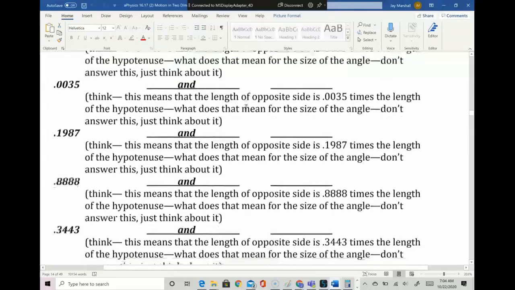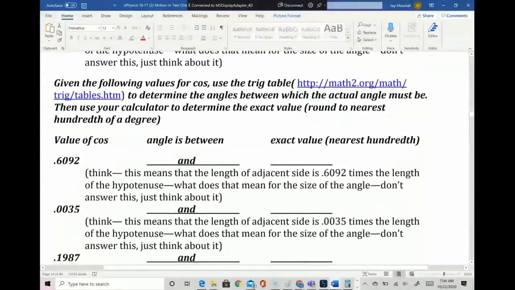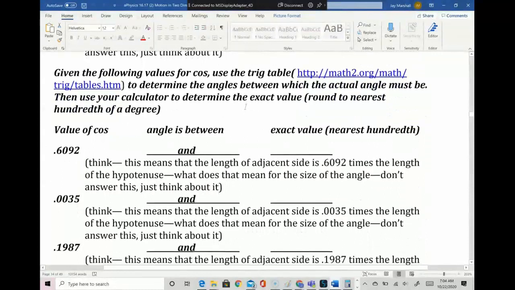The other two of these, I want you to do the same thing for cosine. Given the following value for cosine, use the trig table. Okay? And I've used the same values here. The reason that I've used the same values is because I want you to recognize that these are reciprocal functions. Sine and cosine are sort of the opposite of each other. And you'll find out that the angles will be complements to what you get for the sine.